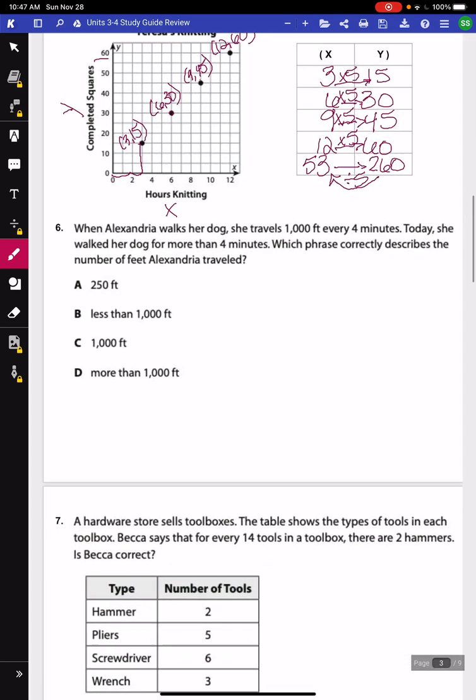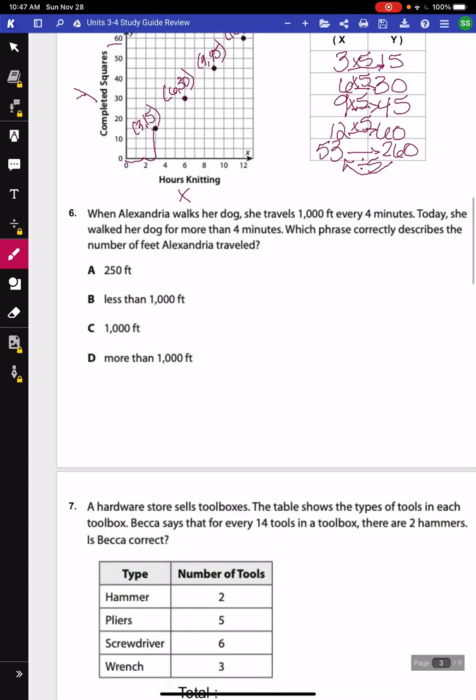Number 6. When Alexandria walks her dog, she travels 1,000 feet every 4 minutes. Today she walked her dog for more than 4 minutes. Which phrase correctly describes the number of feet Alexandria traveled? So let's reread that. When she walks her dog, she travels 1,000 feet every 4 minutes. And she walked her dog for more than 4 minutes.